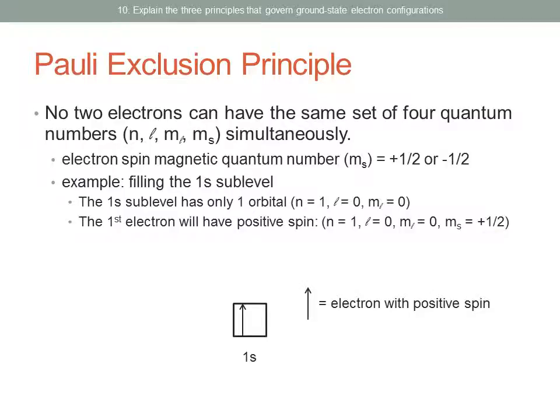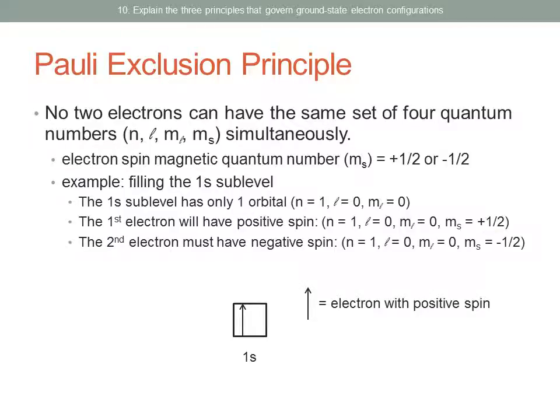Now, based on the Pauli exclusion principle, if we were going to put a second electron in this orbital, it has to have negative spin, because all 4 of these numbers cannot be the same. The first 3 are going to be the same because it's in the same orbital. So the only thing that can be different is that electron spin quantum number, so that has to be minus 1/2. So if we were to add that to our diagram, we would just draw in a down arrow, and that indicates an electron with negative spin.